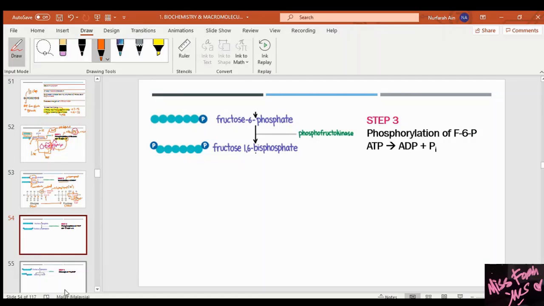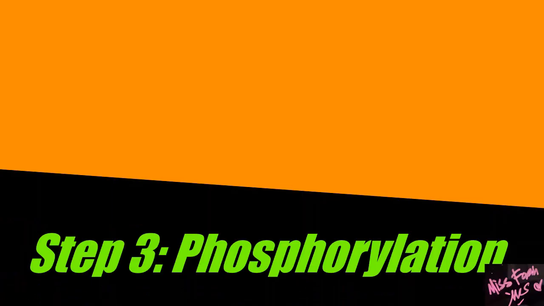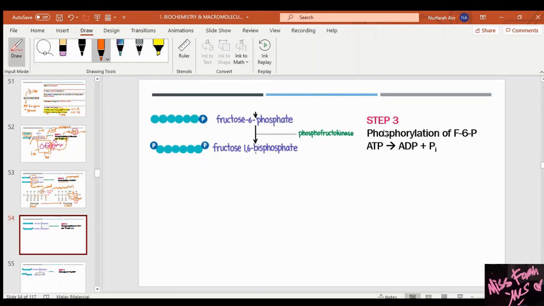Fructose 6-phosphate will proceed with the third step. The third step is quite similar to the first step. So fructose 6-phosphate will undergo phosphorylation. Again, can you recall what phosphorylation is? This is a process of adding a phosphate group. So we get the phosphate group from the hydrolysis of ATP. So this ATP molecule, we get it from our own reservoir in the cytoplasm.